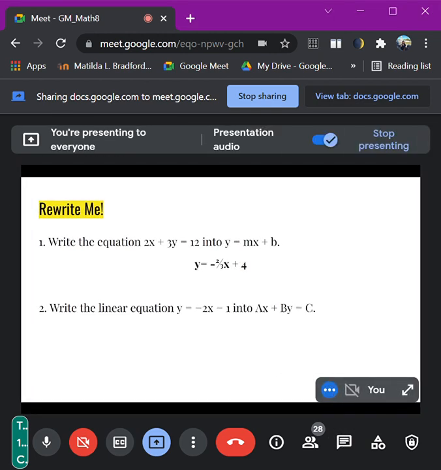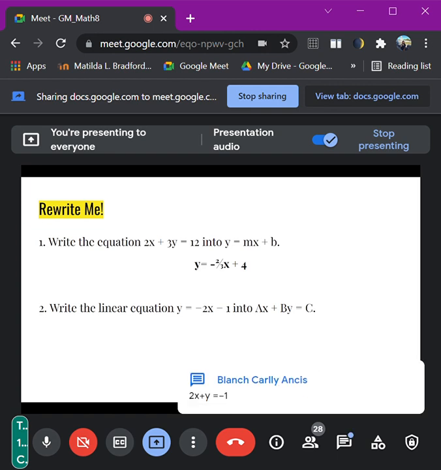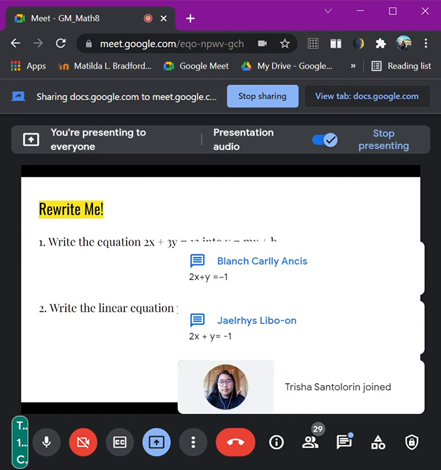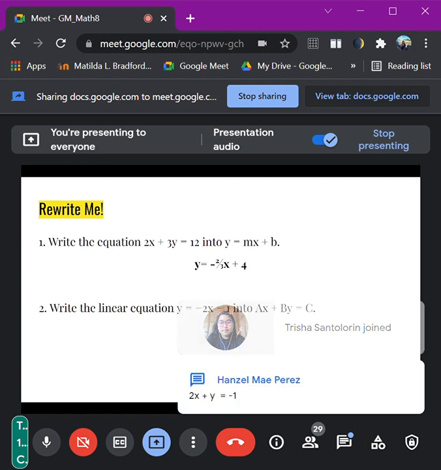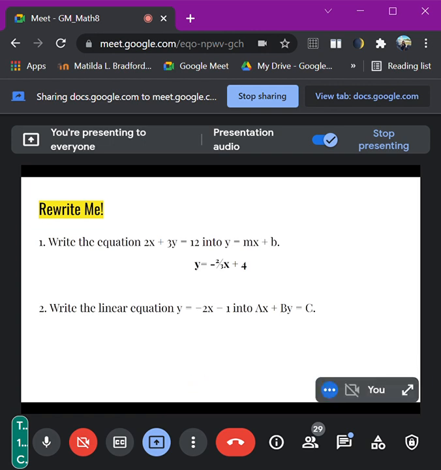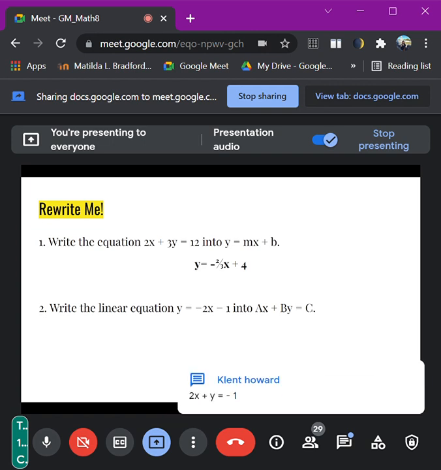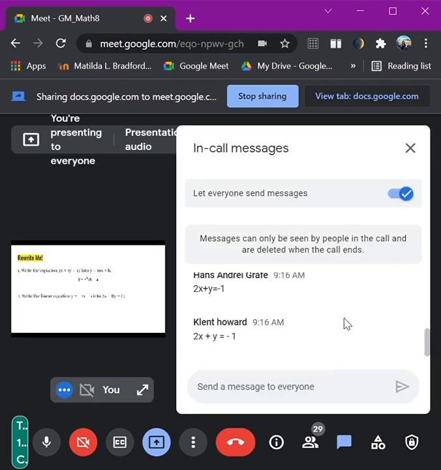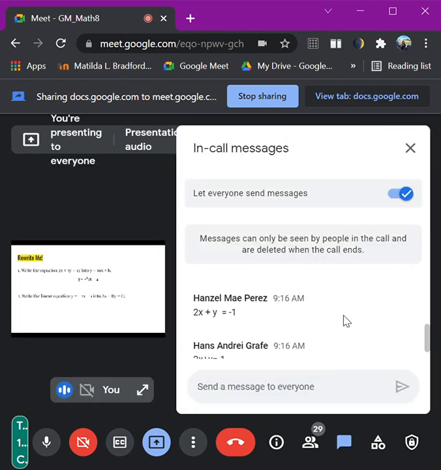Okay, who has an answer still? 2x plus y is equals to -1 from Ansis and Libuon. Same from Nara and Perez and Grafe.